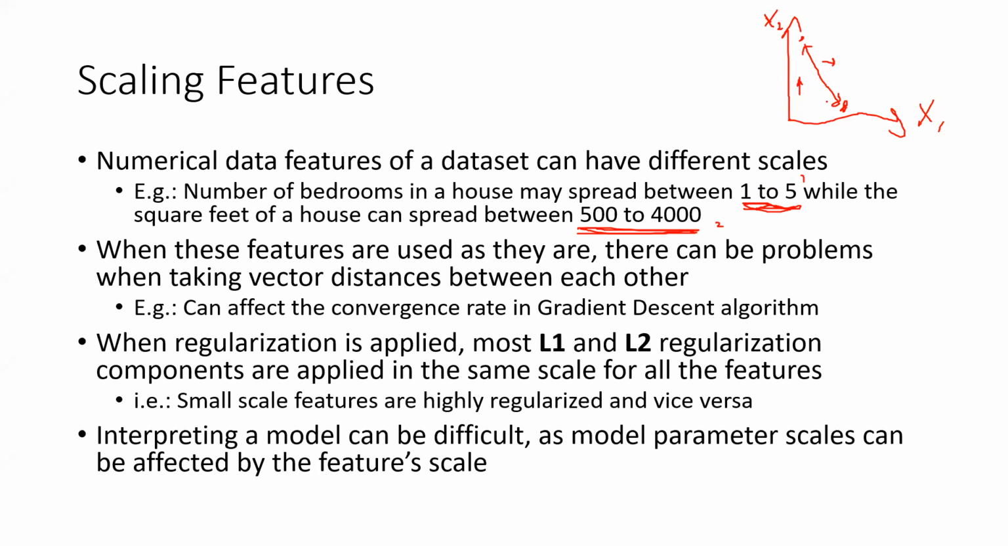So when you are using algorithms like gradient descent, it would still converge, but the convergence time will get affected when you are using features with highly different scales. So there's another problem with this scale difference, right?